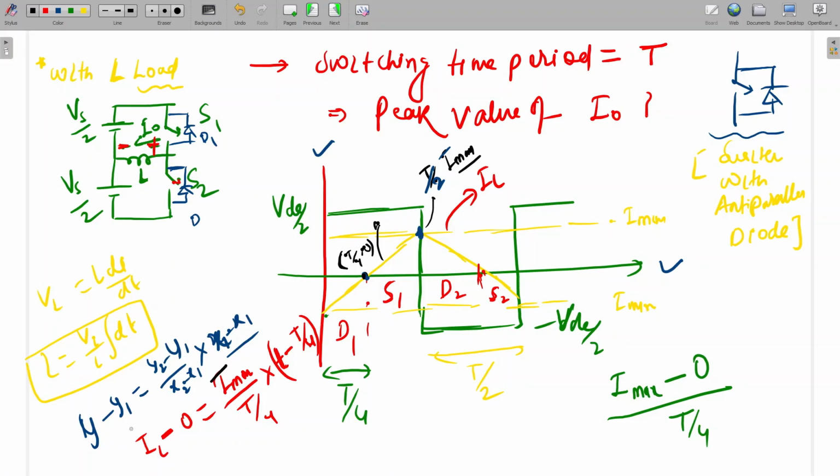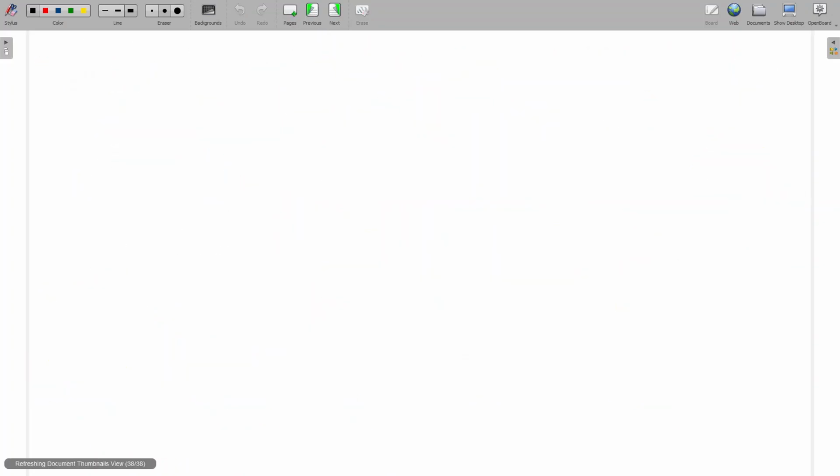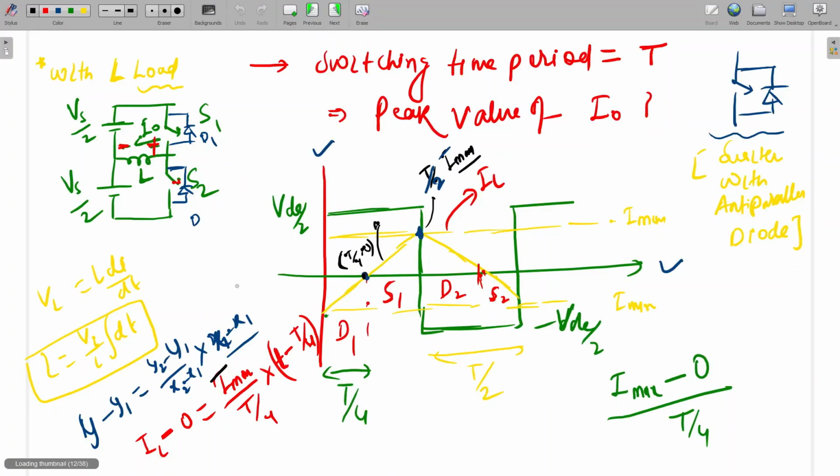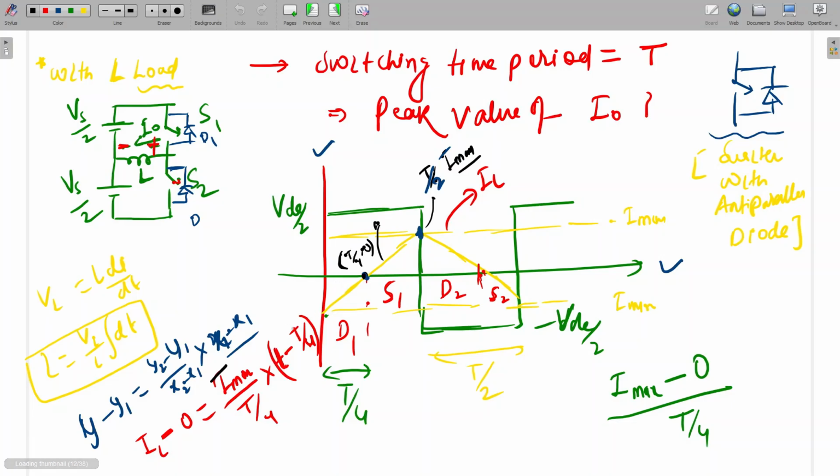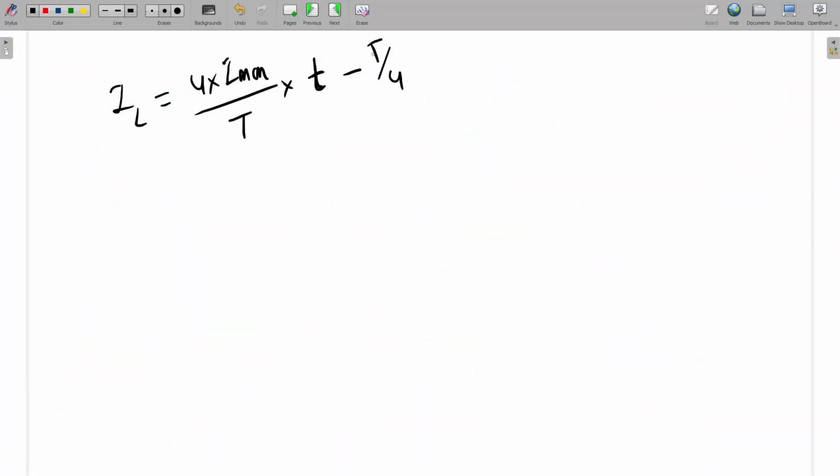So IL will be 0 at which value? At T by 4. So we can write IL is equal to 4 I max by T into T minus how much? This is T by 4. This is the IL equation from this straight line.